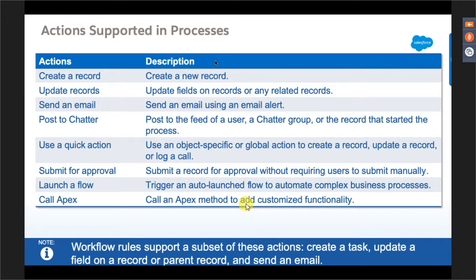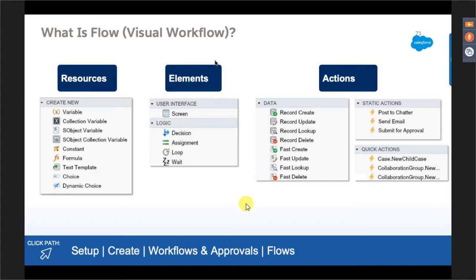You should also know, as we head out of these processes that we're discussing right now with the Lightning Process Builder, this is built on the back of the next automation tool, and that is Flow. Flow, formerly called Visual Workflow, is the process builder's backbone. Flow allows you all sorts of new capabilities.